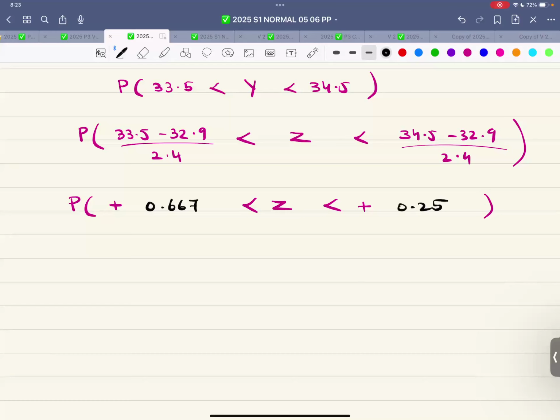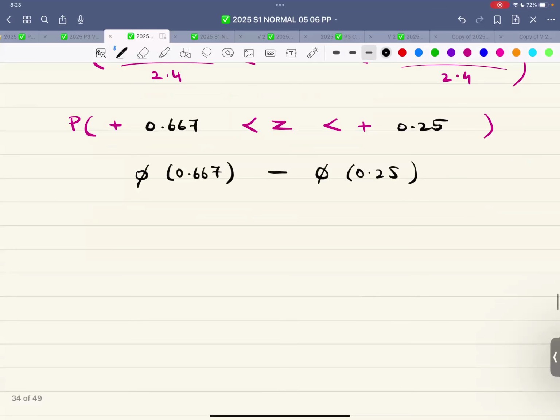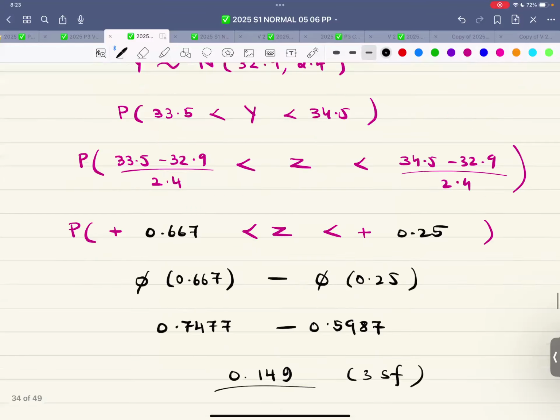This is rule number 5, Phi of 0.667. That means read the table for this value, read the table for 0.25. Now, if you read the table, this is 0.7477. Probability is written in 4 decimals because that's how it's given. This is 0.5987, and this comes out to be 0.149. And that is the answer, correct to 3 significant figures.